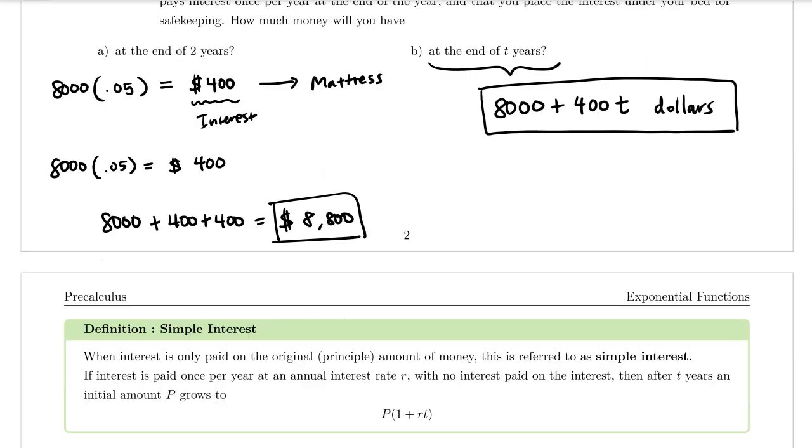So let's define what simple interest is. When interest is only paid on the original, which is another way of saying the principal amount of money, this is referred to as simple interest.